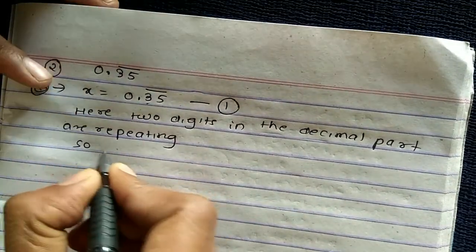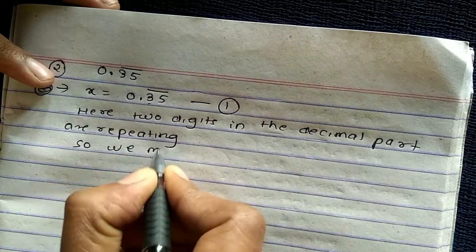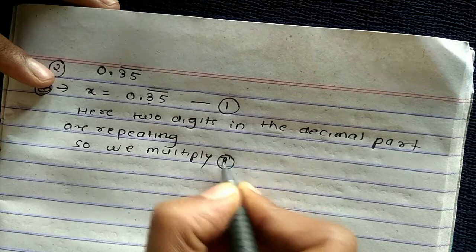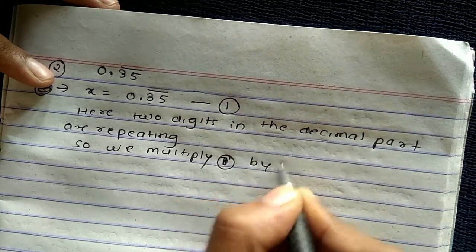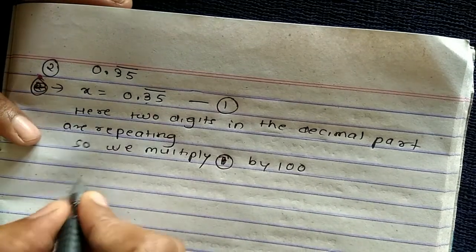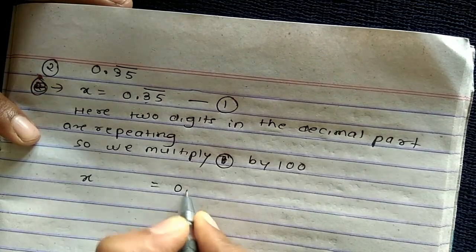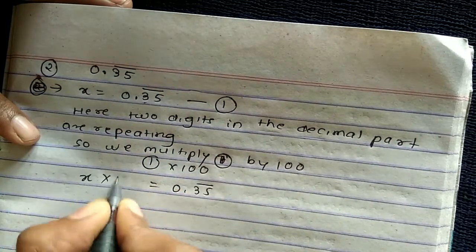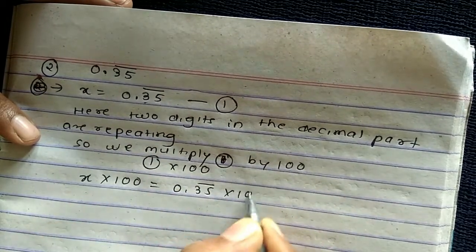So we multiply the equation 1 by 100. So multiply this with 100, and we'll get a new form of the equation. First write x equals 0.35 bar. This is equation 1. Equation 1 into 100, here also 100.